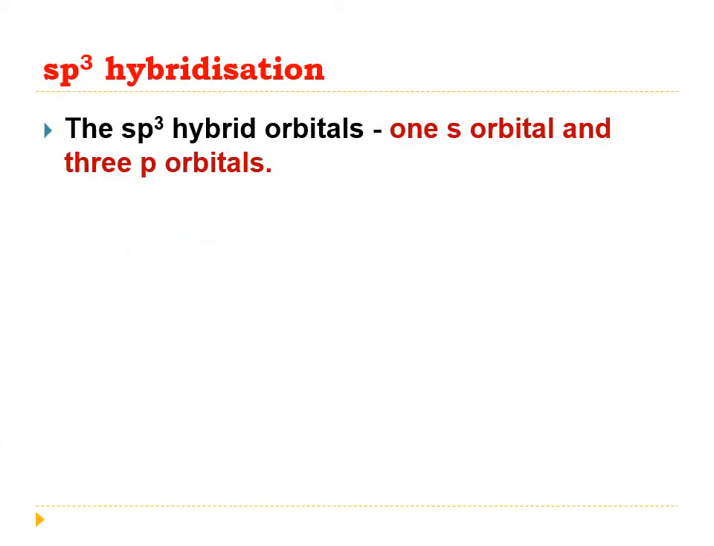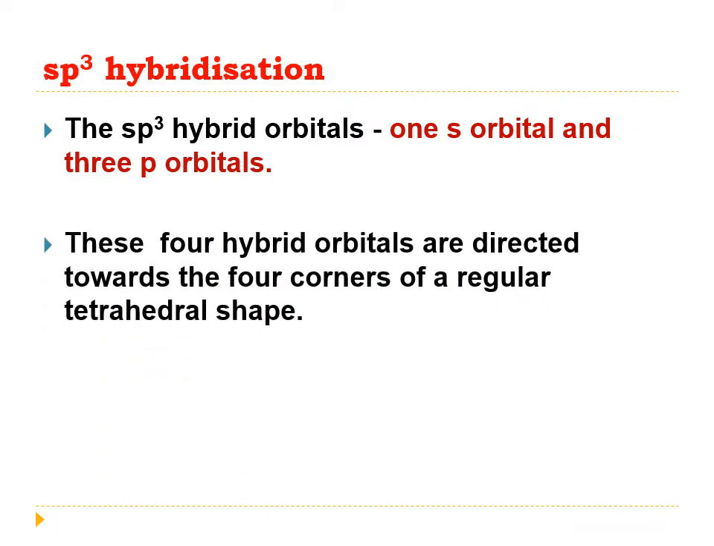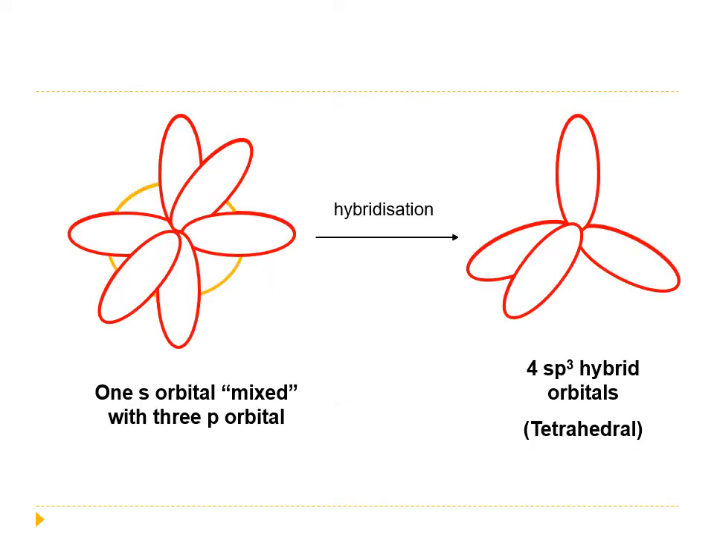sp3 hybridization occurs when 1 s orbital and 3 p orbitals are mixed. These 4 hybrid orbitals are directed towards the 4 corners of a regular tetrahedral shape. All the angles become 109.5 degrees. As you can see here, the circle in yellow is the s orbital. It will mix with 3 p orbitals and become 4 sp3 hybrid orbitals, making the shape tetrahedral.